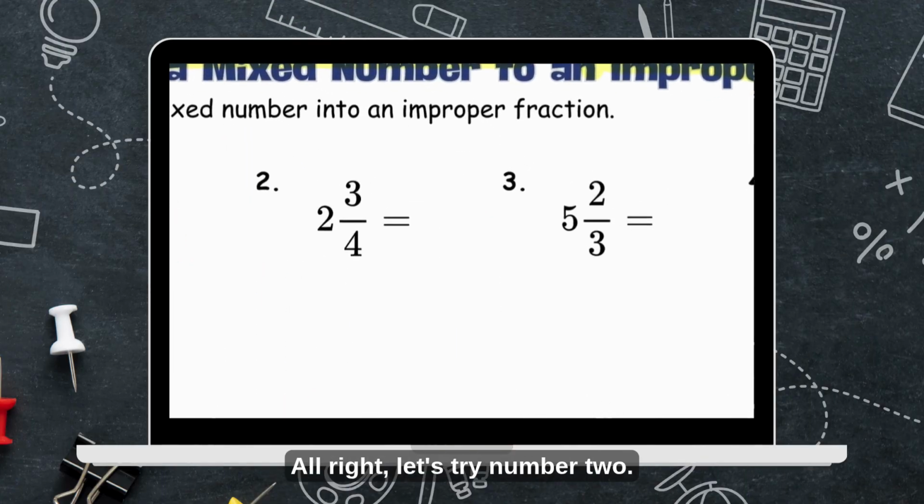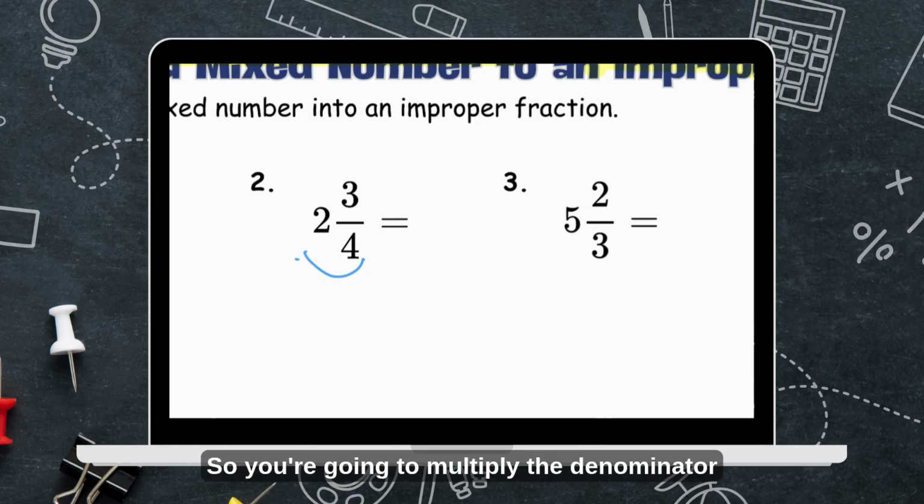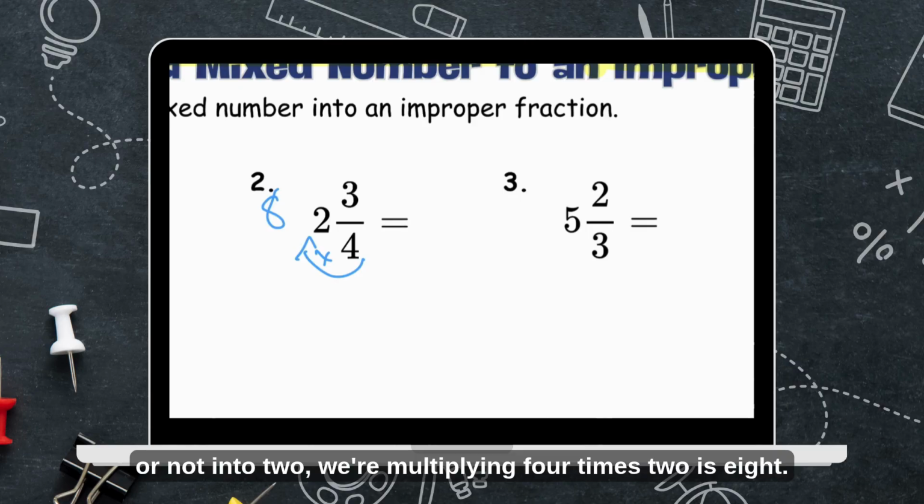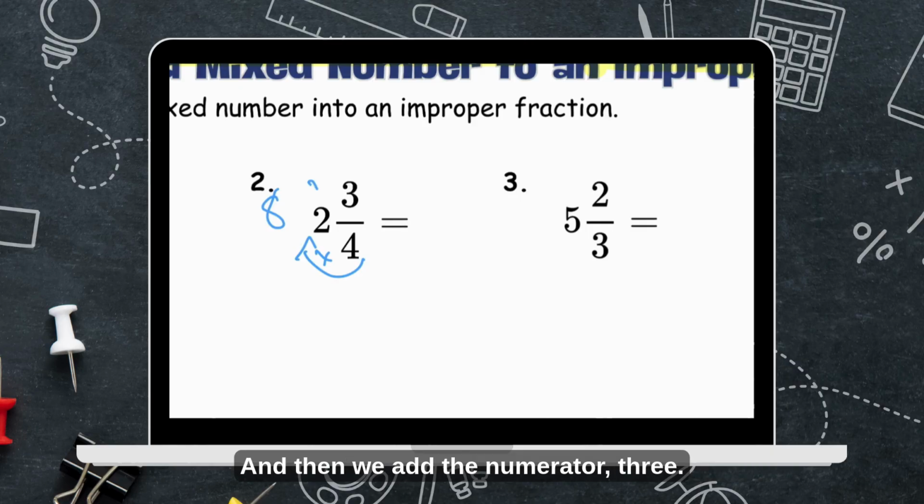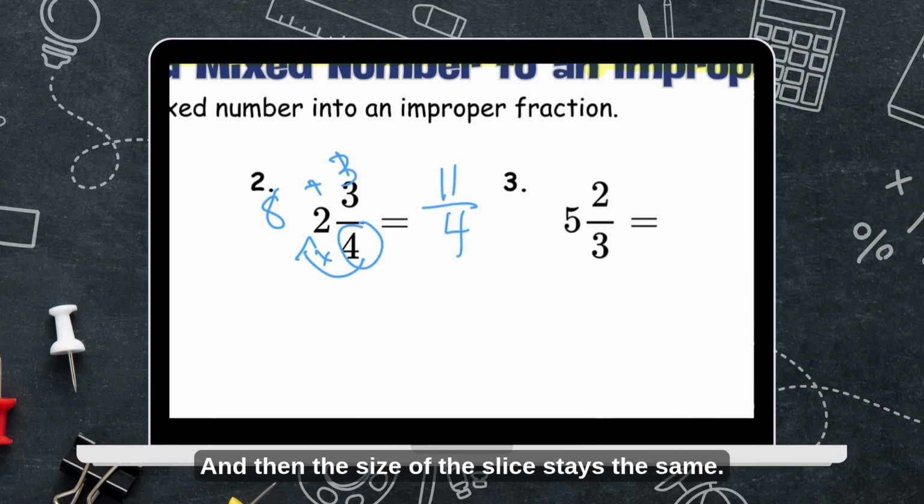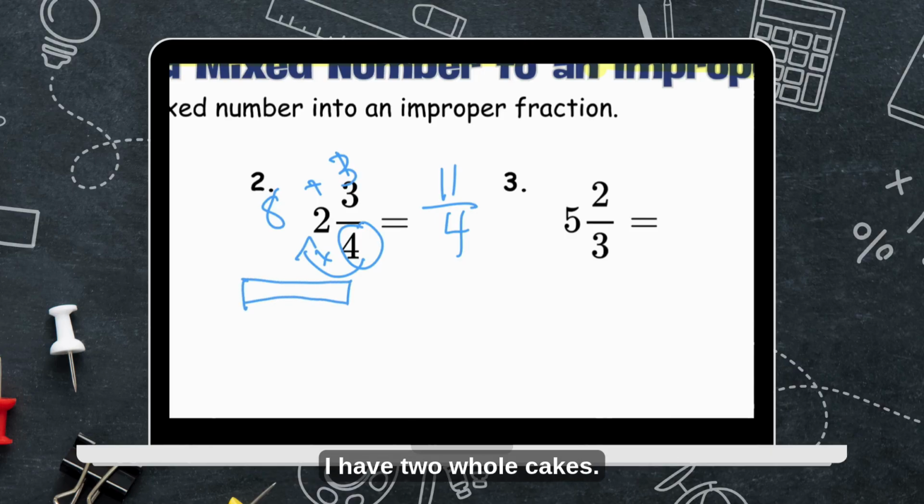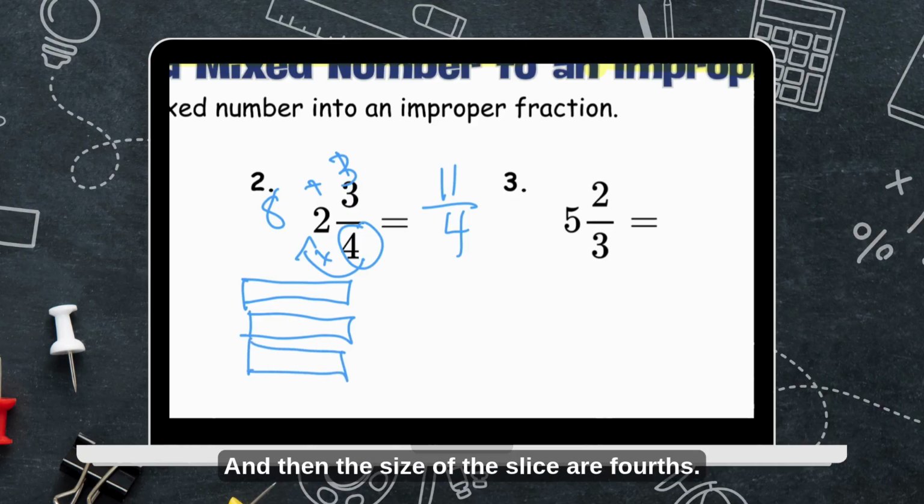All right, let's try number 2. You're going to multiply the denominator times the whole number. 4 times 2 is 8, and then we add the numerator, 3. 8 plus 3 equals 11. And then the size of the slice stays the same. We're talking about fourths. If I think about cake, I have 2 whole cakes, and the size of the slice is fourths. You're getting 3 out of the 4 slices.